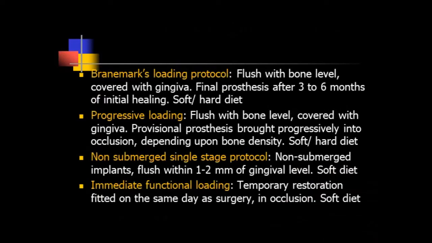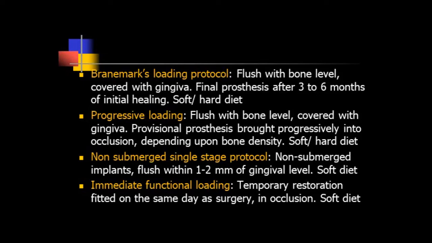Let us see the features of these protocols. First one, Brånemark's loading protocol, where implant is placed flush with the bone level and covered with gingiva, and the final prosthesis after 3 to 6 months of initial healing. So that is a two-stage protocol, and the patient is advised soft and later on hard diet. Then progressive loading, flush with bone level, covered with gingiva, but provisional prosthesis is brought progressively into occlusion depending upon the density of the bone. Again, soft or hard diet.